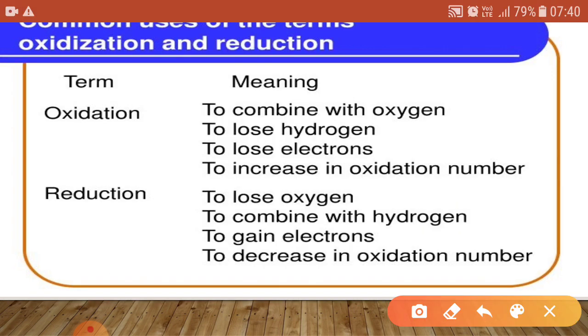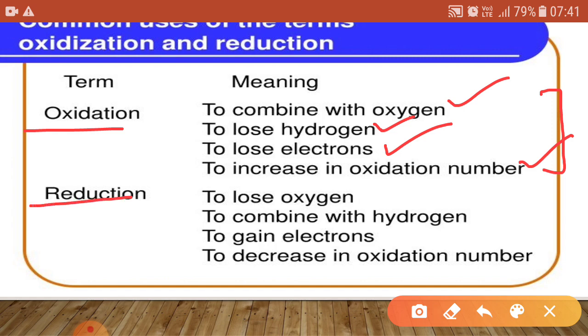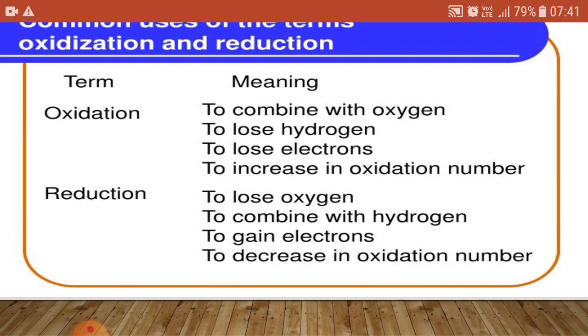Now come to the whole summary of classical concept and electronic concept. Oxidation means combining with oxygen or loss of electron, or to lose the electron and increase in oxidation number. So basically these are the 4 points which come from the classical and the electronic concept. Similarly, reduction is also defined as the loss of oxygen or combining with hydrogen, and gain of electron or decrease in the oxidation number.